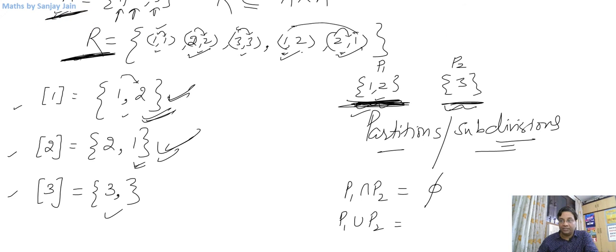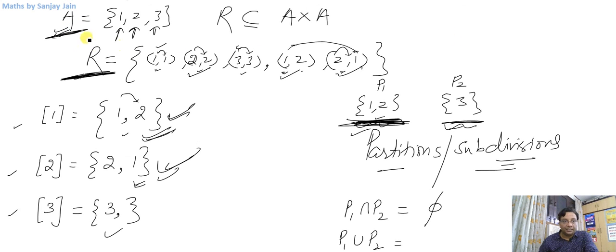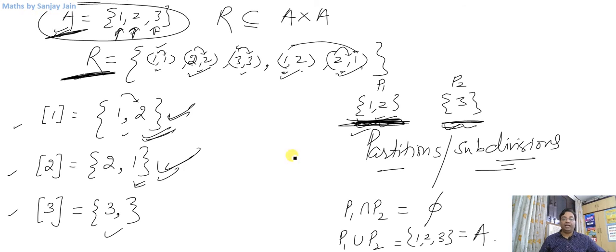Set A. What was set A? Set A had 1, 2 and 3 as its elements. So if you take the union of these partitions, it will give you set A. So the union of partitions will give you set A back, and the intersection of subdivisions or partitions will be an empty set. I hope you got this idea.